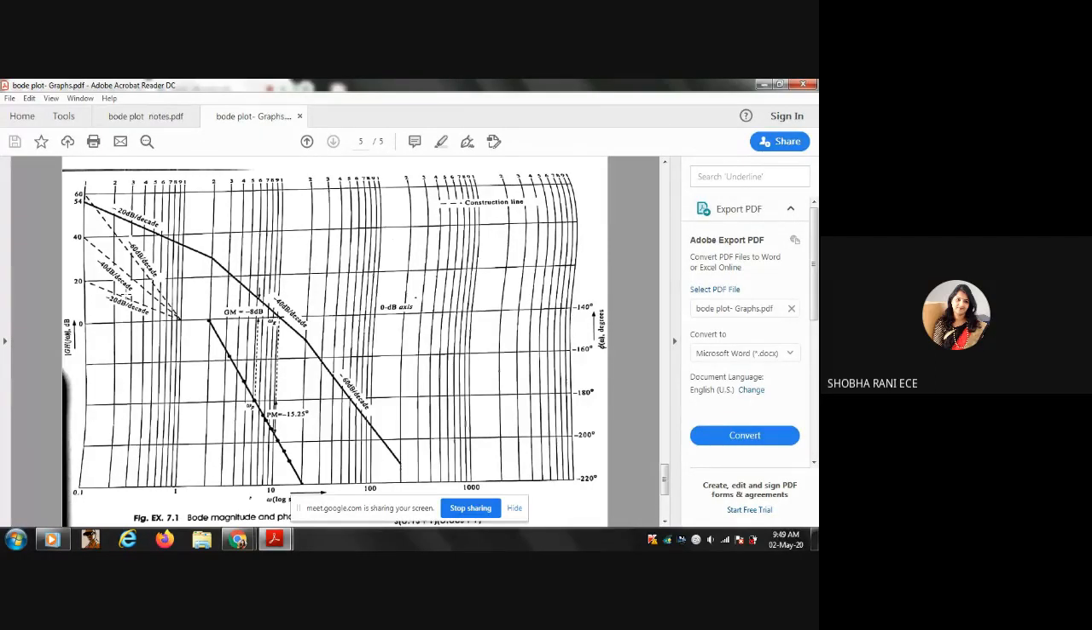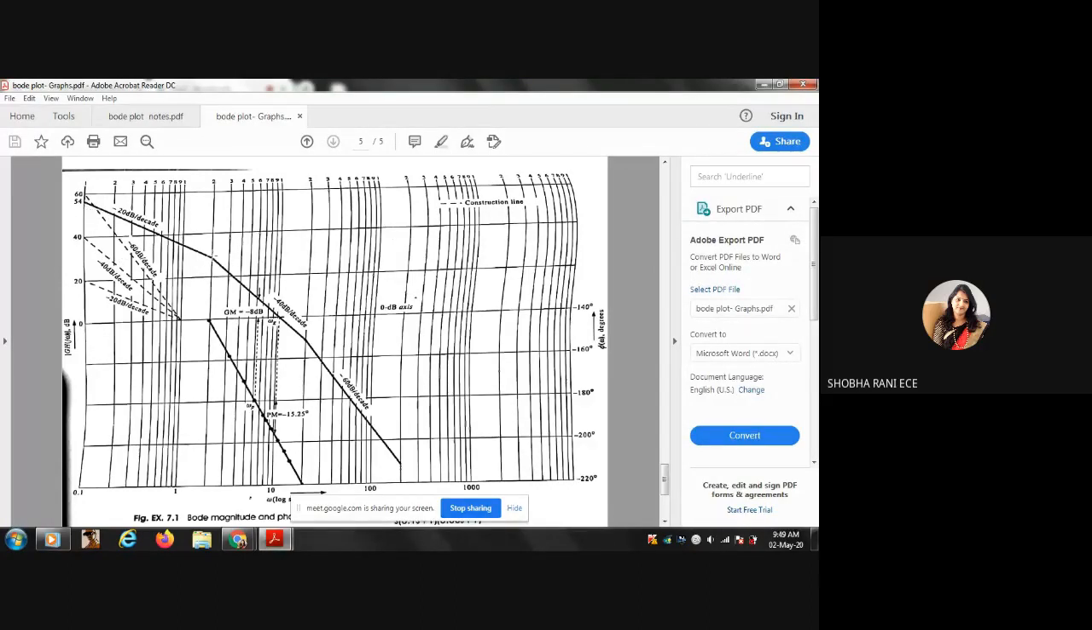So you can just keep the slider parallel, directly on this, and move the slider so that you can draw the line parallel to this minus 20 dB per decade. If you are using the sliding ruler, that would be very easy. That doesn't cost much, it is around 20 rupees or something. If you buy that, it would be very easy for you to draw a line parallel to this minus 20 dB per decade line. So this is one way.